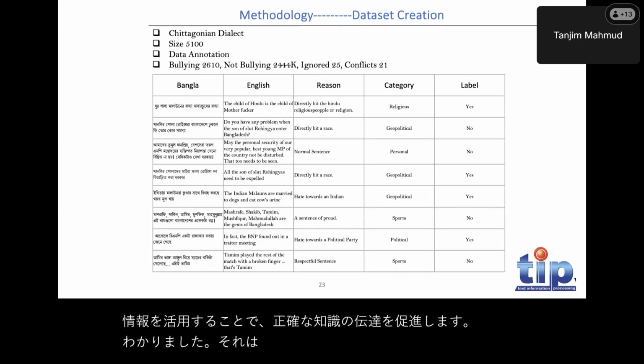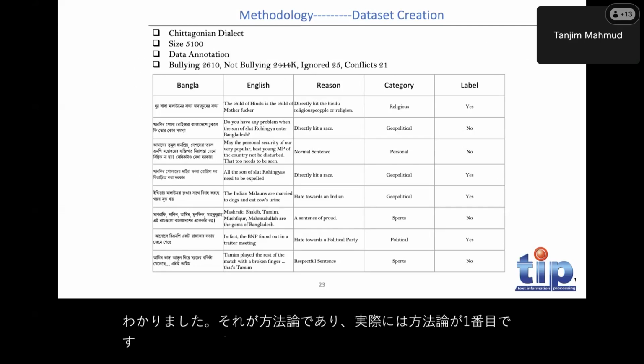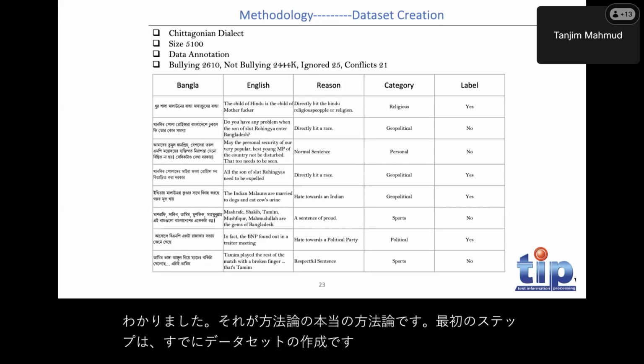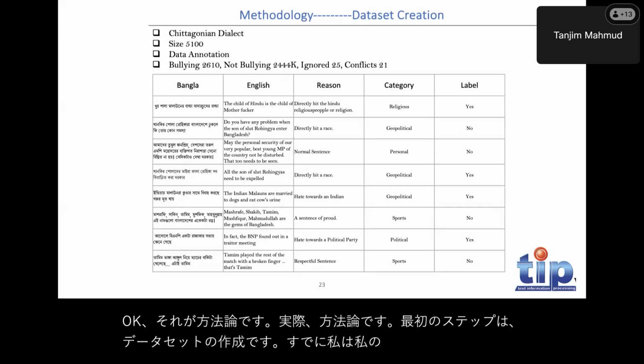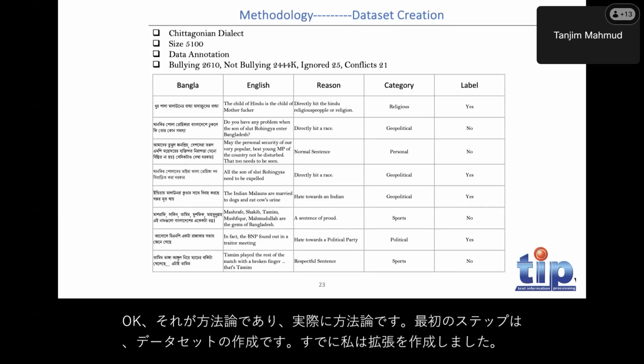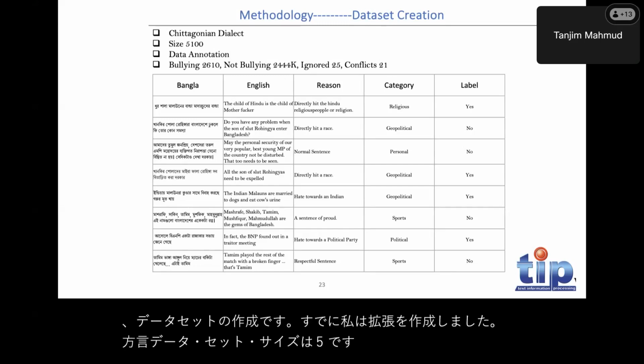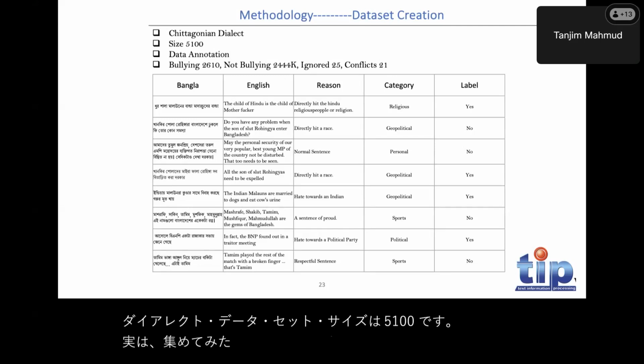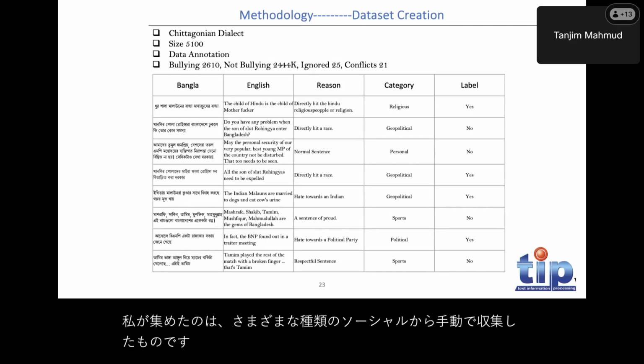Actually, for the methodology, the first step is dataset creation. I already created my Chittagonian dialect dataset. The size is 5,100. I collected it manually from different types of social media: Facebook, Twitter, WhatsApp, and IMO.